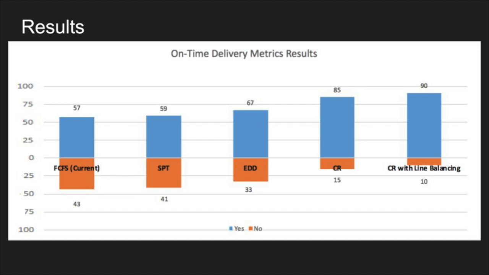The results are clear. If supplier A utilizes the critical ratio while adding the appropriate number of workstations to eliminate the production bottlenecks, then their on-time deliveries will increase substantially.